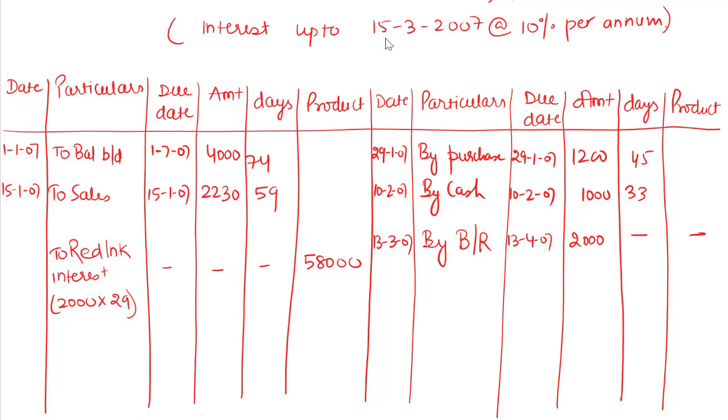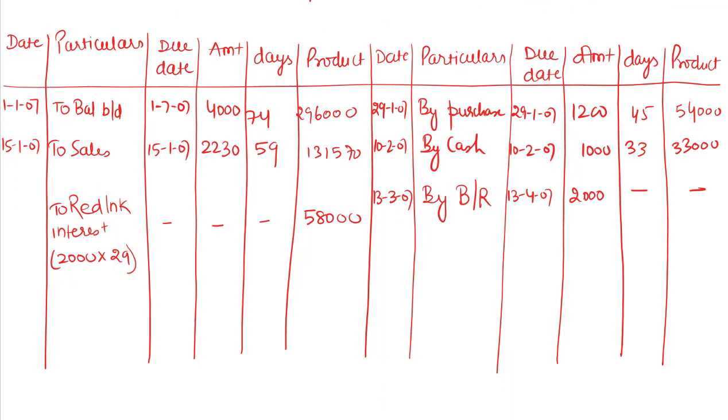Let us do the product. 4,000 multiplied by 74, 2,96,000. 2230 multiplied by 59, 131,570. 1200 multiplied by 45, 54,000. 1000 multiplied by 33, 33,000. I believe you understood this.